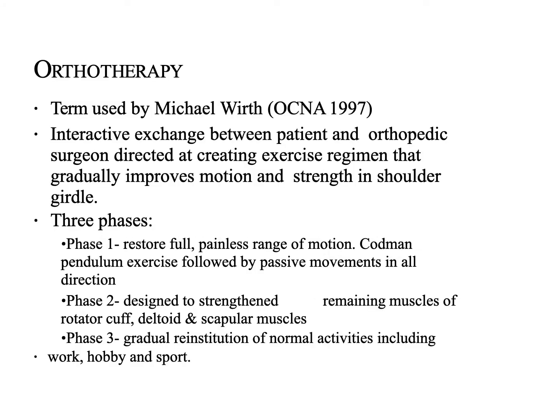Orthotherapy. This term was used by Michael Wirth in 1997. It is an interactive exchange between patient and orthopedic surgeon directed at creating an exercise regimen that gradually improves motion and strength in the shoulder girdle. This included 3 phases. Phase 1 is to restore full painless range of motion: Codman pendulum exercises followed by passive movements in all directions. Phase 2 is designed to strengthen the remaining muscles of the rotator cuff, deltoid and scapular muscles. Phase 3 is gradual reinstitution of normal activities including work, hobby or sports.